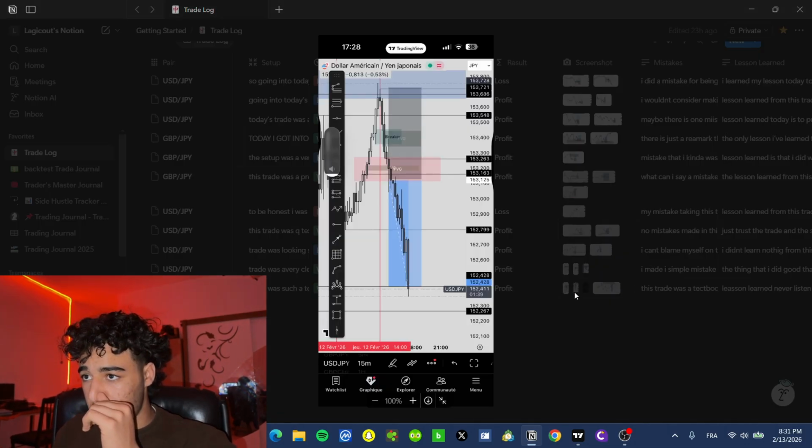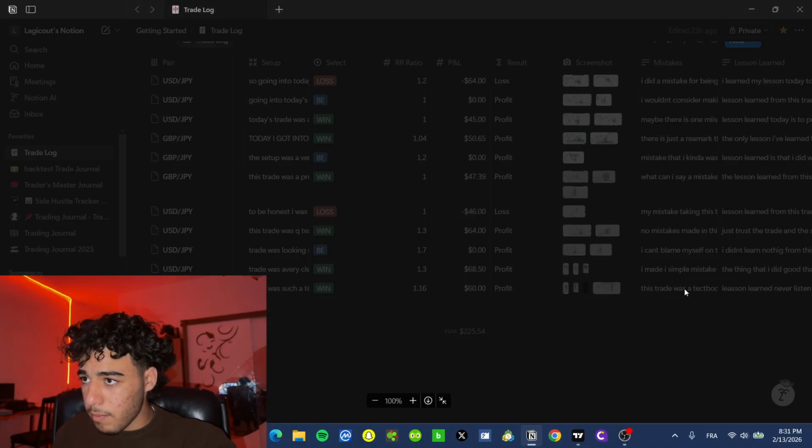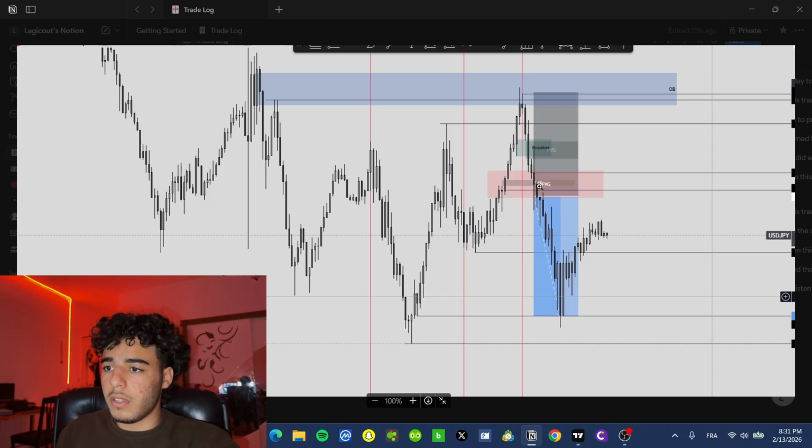I think, oh wait, maybe this one is clearer. Yeah, this one is clearer. So this is on the 15-minute time frame. We invalidated this breaker block, invalidated the fair value gap, and we broke the structure.